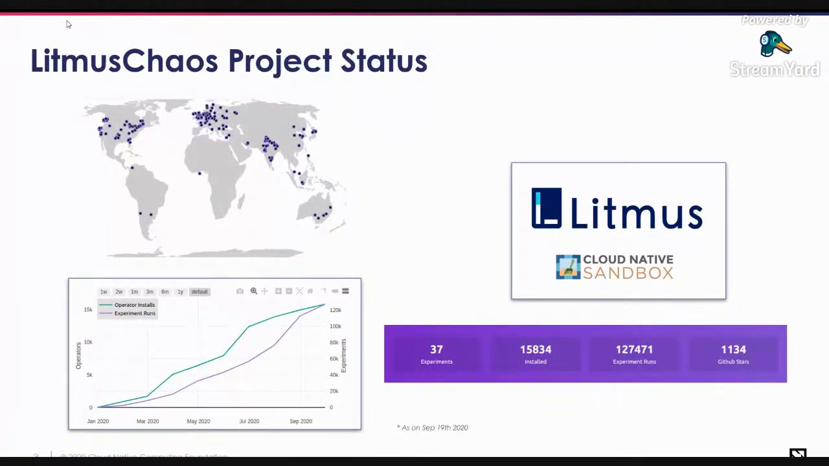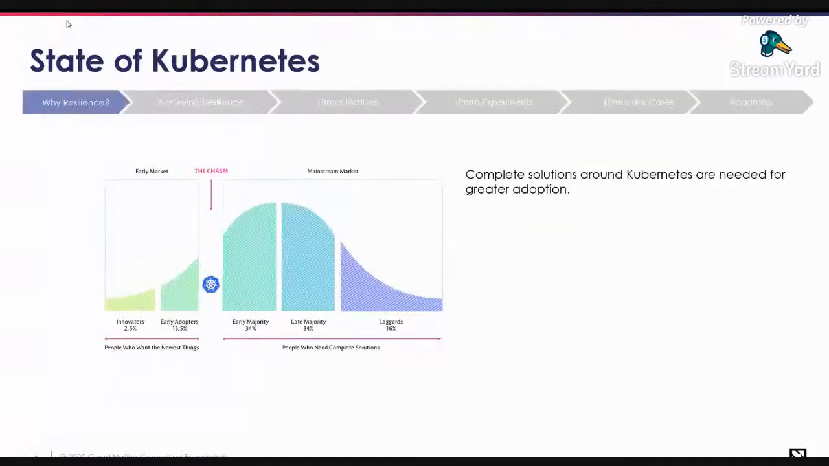So the project status, as you know, all around the world, we are working out, and a lot of users are using it. More than 15,000 operators have been installed, and more than 1 lakh experiments have been run. So you can see that everyone is adopting Chaos, and everyone is joining this journey of using Chaos engineering for themselves. Anyways, now going back to the agenda on hand, that is talking about Chaos engineering.